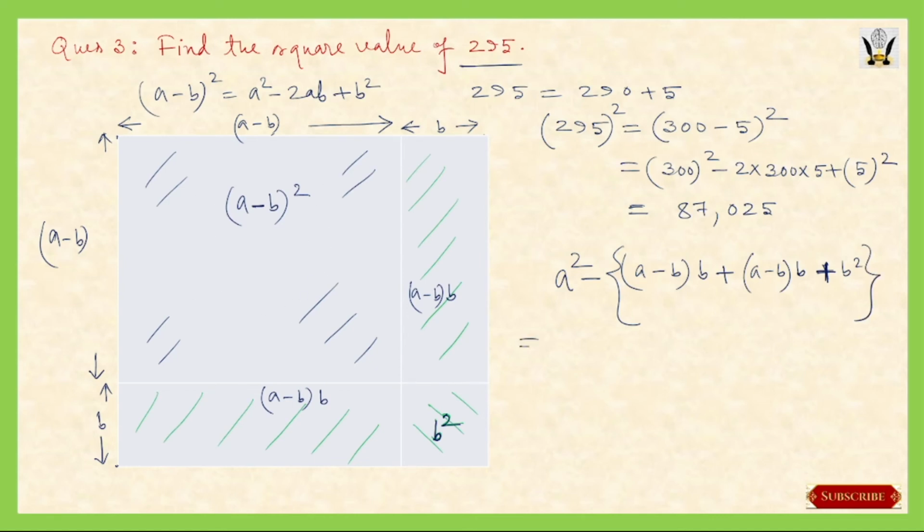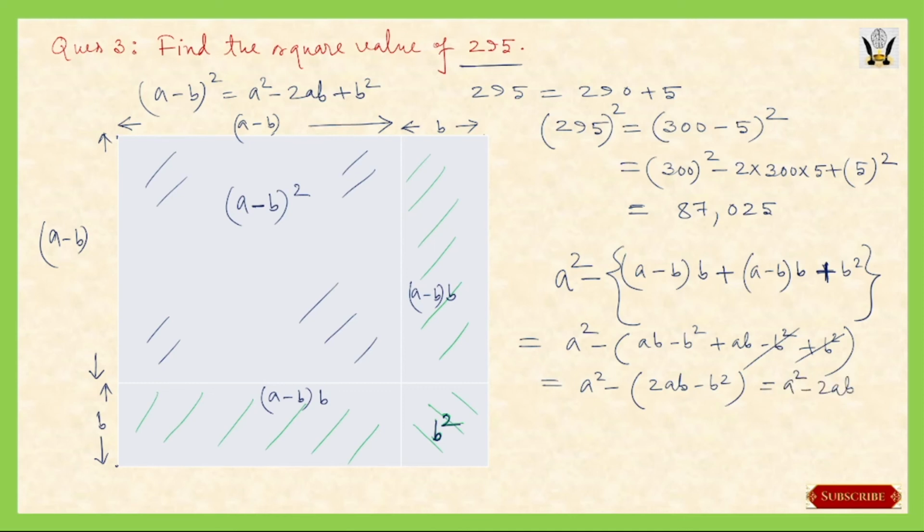Now if we simplify this, it will be A square minus, within the bracket, AB minus B square plus AB minus B square, and also another B square. B square will cancel each other. So it will be A square minus, inside the bracket, 2AB minus B square. So finally it will be A square minus 2AB plus B square. This is the value that we have already seen in this identity.